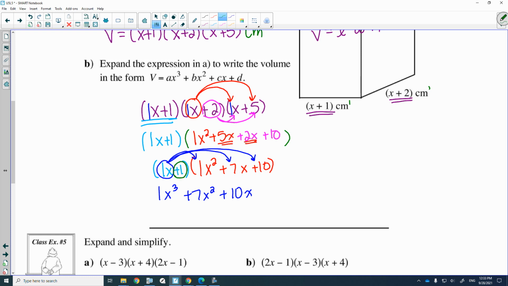Get that second term circled and distribute that. 1 times 1x squared is 1x squared. 1 times 7x is plus 7x. And 1 times 10 is plus 10. Now you just clean up, right? Get your like terms together. Check if you have any other x cubes. You shouldn't. So bring it down.